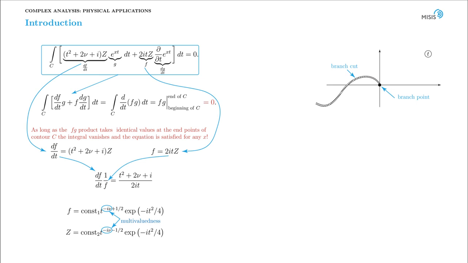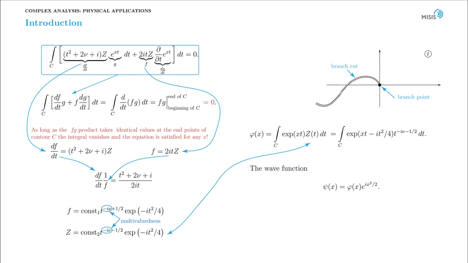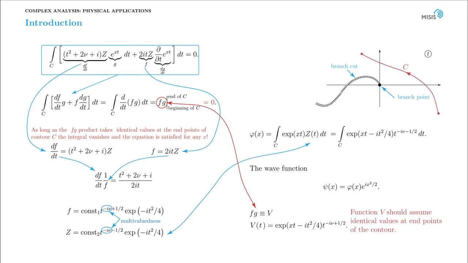Finally, we have the full ingredients to write down the exact solution phi of x, albeit in the integral form. Here it is. Phi is defined by the Laplace integral, while the wave function is related to phi function by a simple multiplication. Denoting FG product as a new function v, we set the condition for our contour. It should be drawn in such a way that function v assumes identical values at endpoints. Here, let us point out that v function is also multivalued with the same branch point. It also requires the branch cut for its correct definition.